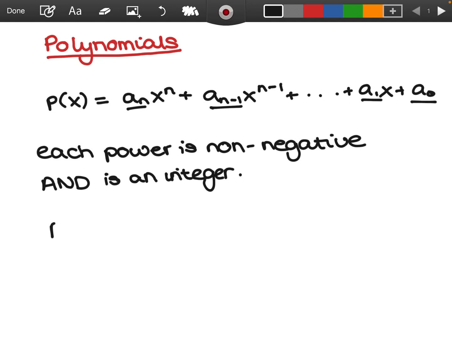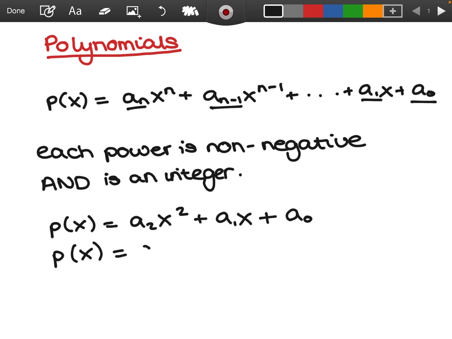Like I said, we've already looked at things that would be of the form p of x is equal to this type of a function. This would be a quadratic. We've looked at things that would be linear, so a linear function. And we've looked at functions that are constant. Okay, so this is what we've looked at so far. But now we want to extend that to all polynomials.